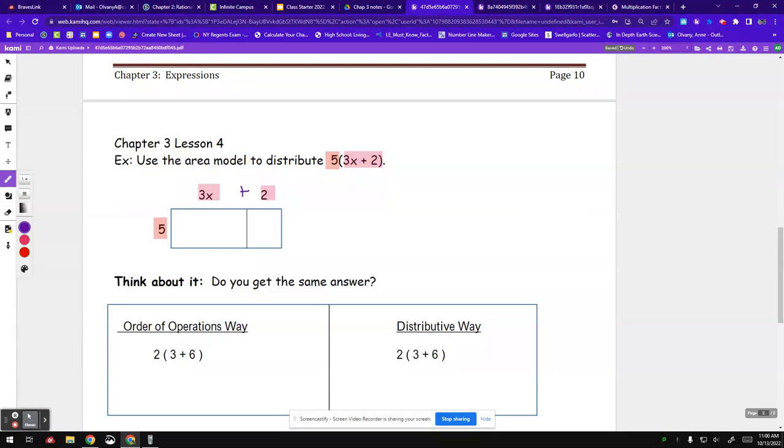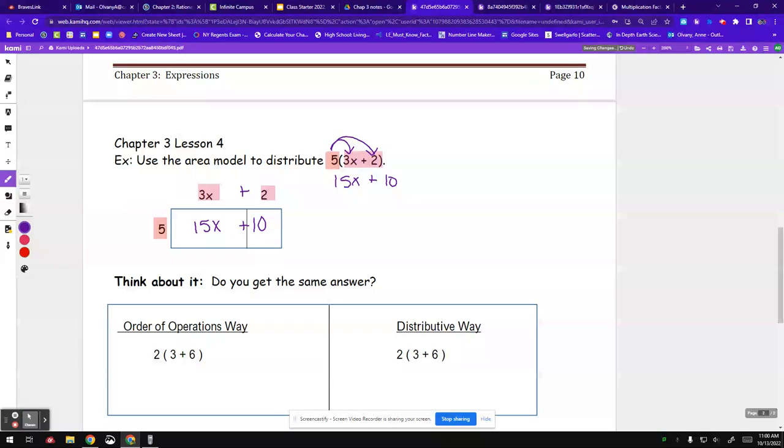5 times 3 is 15x, plus 5 times 2 is 10. So that's another easy way to think of it. And if you don't like these arrow things, this is 15x plus 10.